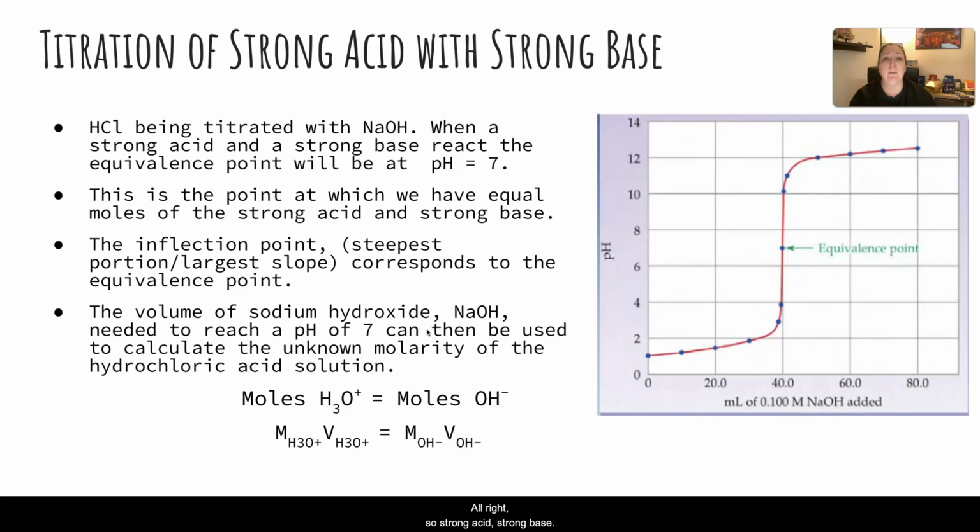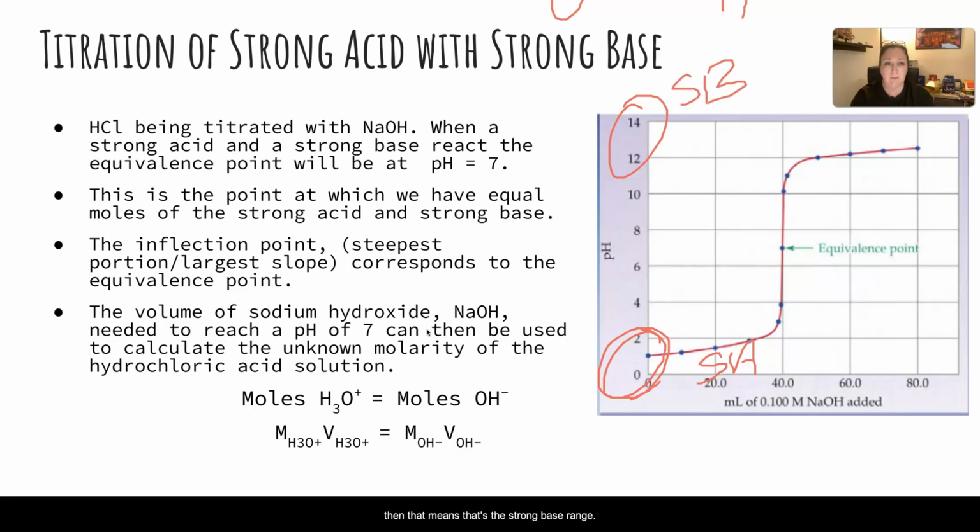All right, so strong acid, strong base. Now, how do I know that I started with a strong acid? All right, well, here's the deal. Remember the pH range is 0 to 14, right? So 0 to 14. If the pH that I start with is either in the top 2 or the bottom 2 on the pH scale, so between 0 and 2 or 12 and 14, then I'm dealing with strong. So strong what? Well, it depends on where you are. If I'm down here between 0 and 2, that means a strong acid. If I had started up here at like 13, then that's the strong base range.